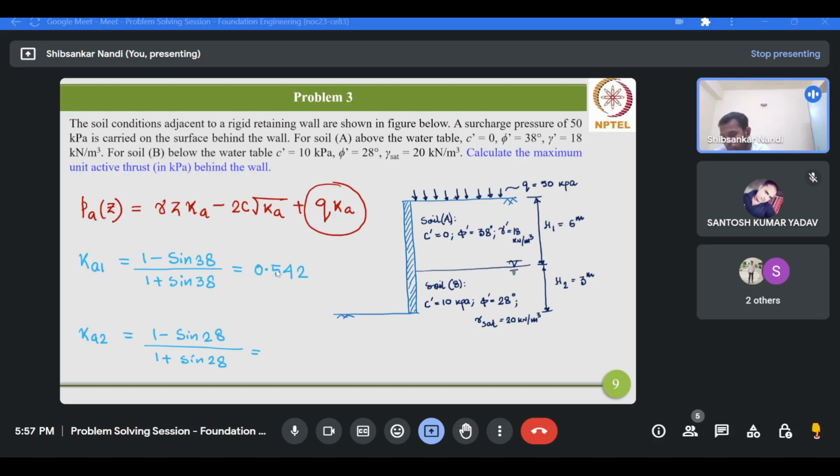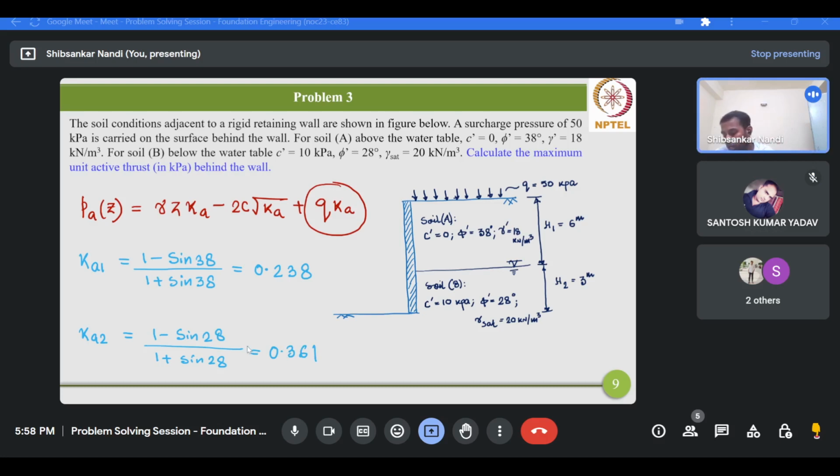This is 1 minus sin 38 divided by 1 plus sin 38. I am getting 0.238 only. Can you please cross check this value? In my calculator, sir, 0.542. I don't know. No, 0.542. How can you get that?